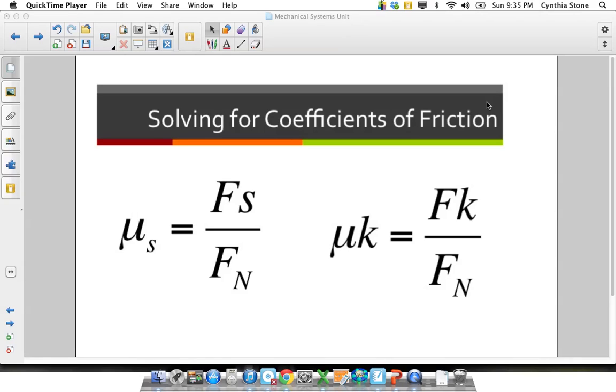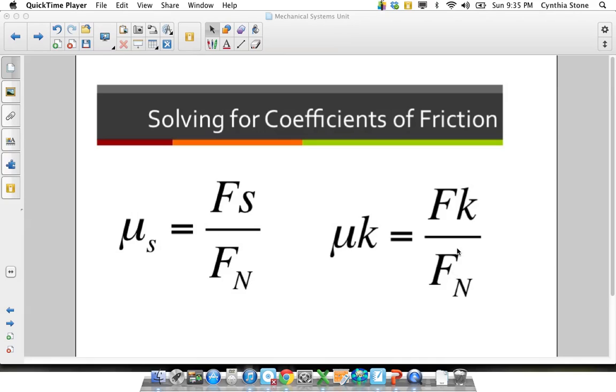This is our second friction video, and it's solving for coefficients. These are probably some of the hardest questions we do in the class, at least as far as calculations are concerned. These two equations, you'll want to have them written down, though really they're just rearranged forms of the equations I already gave you, like Fs equals mu s times Fn.